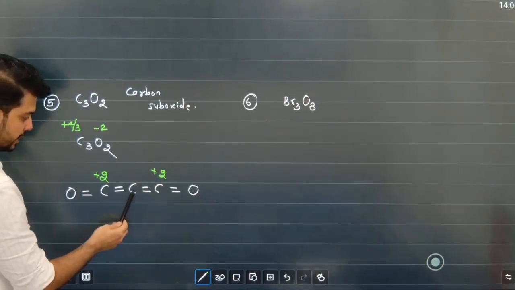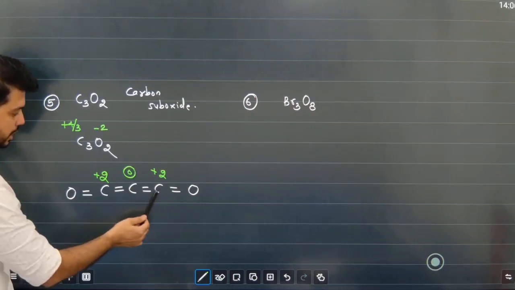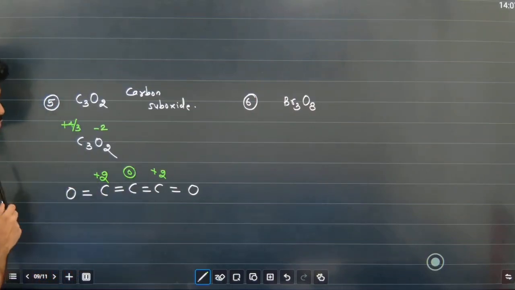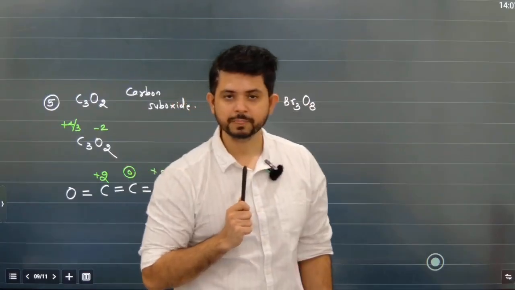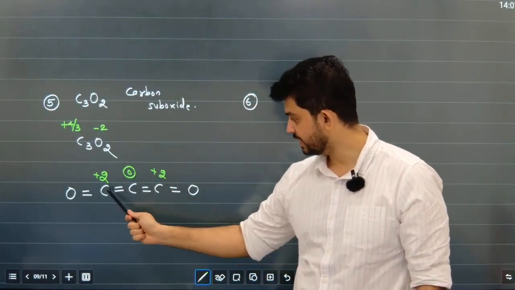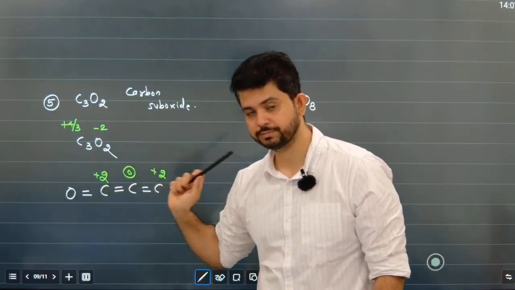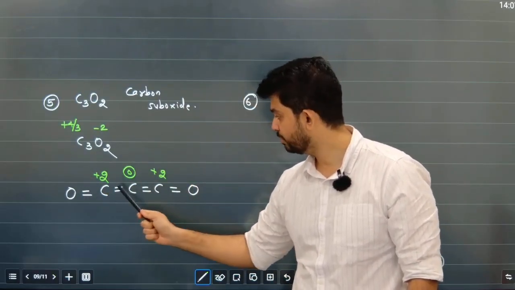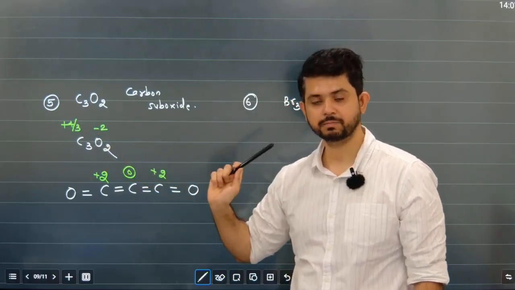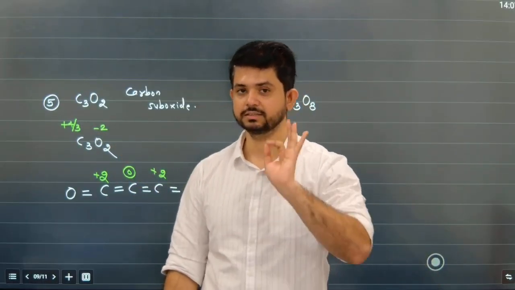But there will be no charge developed on this carbon because it is doubly bonded to carbon atoms. तो ये कार्बन पे तो कोई चार्ज डेवलप नहीं होने वाला. As a result of which, if I observe this, there are 3 carbon atoms, total charge +4, तो 4/3, and hence 4/3 is oxidation state.